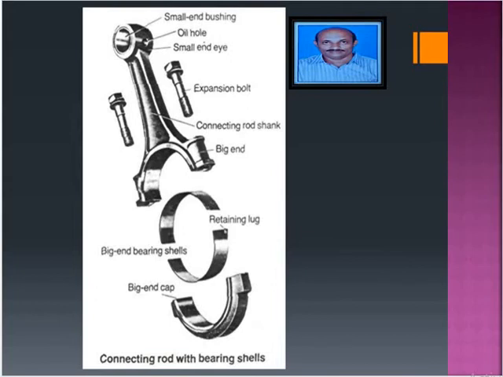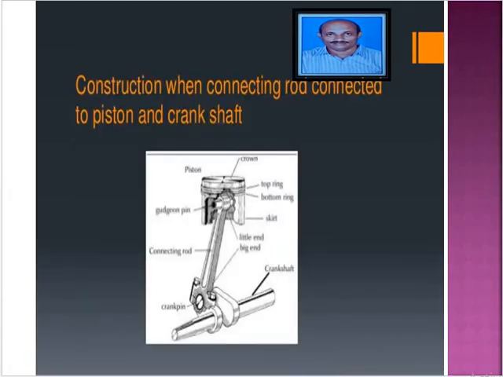So all these things we can see: what parts are there in the connecting rod, and its construction, when the connecting rod is connected to a piston and crankshaft. See that the piston will be there, crown will be there, piston pin will be there, skirt will be there, and the crankshaft and big end bearing, and how that connection is made to the crank pin. You can clearly observe that.